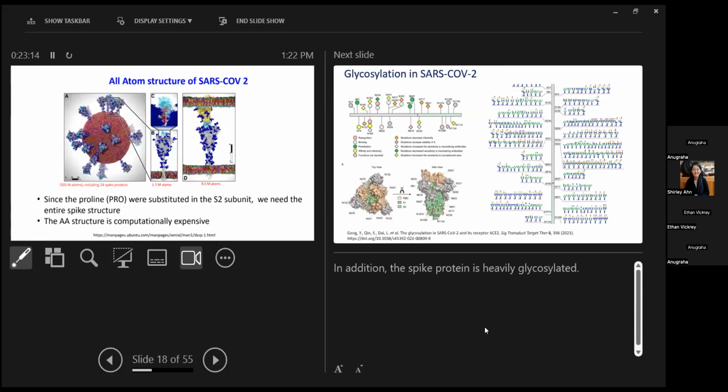If we consider the entire virus, it has like 305 million atoms, including 24 spike proteins. If we just consider the lipid bilayer along with the spike, it has like 1.7 million atoms. And the spike with ACE2 in the glycosylated form has like 8.5 million atoms. That is extremely hard to simulate for our interactions, where we need microseconds of simulation data.